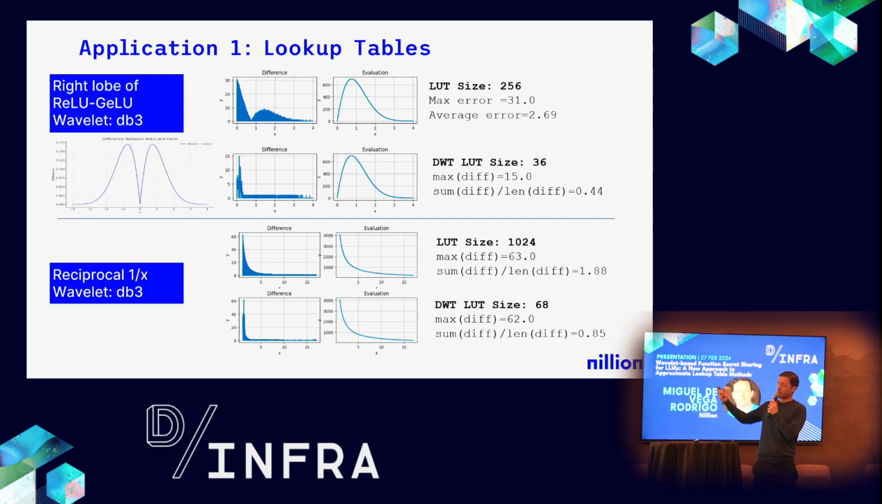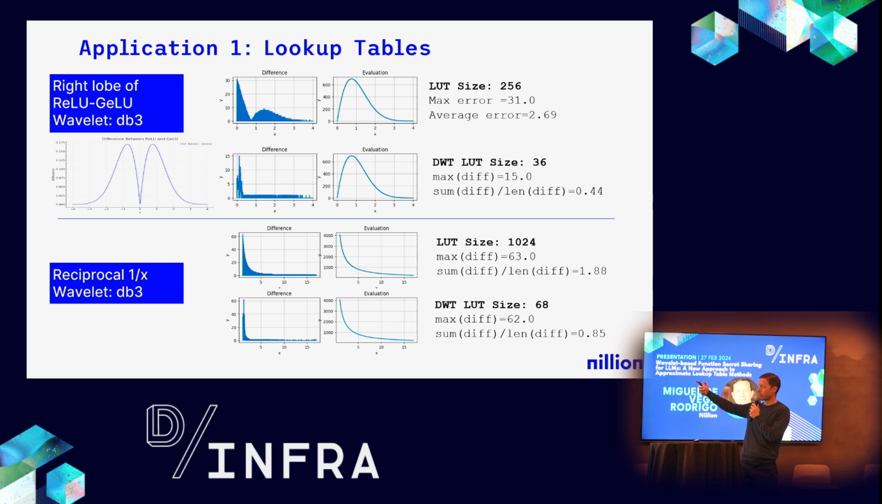These are some results when we use this technique with the most important nonlinearities. For example, the first function is related to GLU. When we use the approach of quantizing the lookup table, cutting the number of bits, we can have a representation for a certain length of 256 with certain error. But when we use this technique, DWT compression, we get it down to 36, and actually with a smaller error.